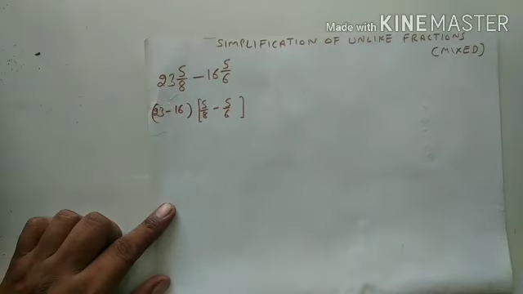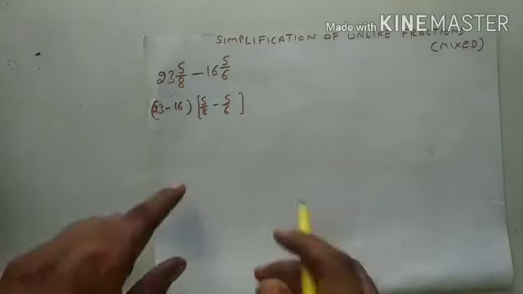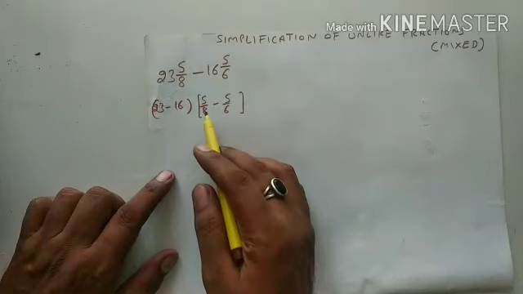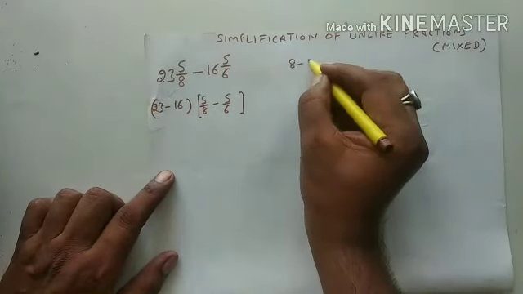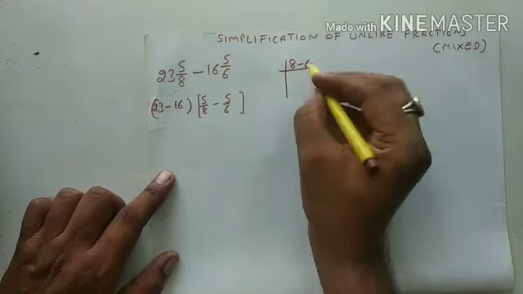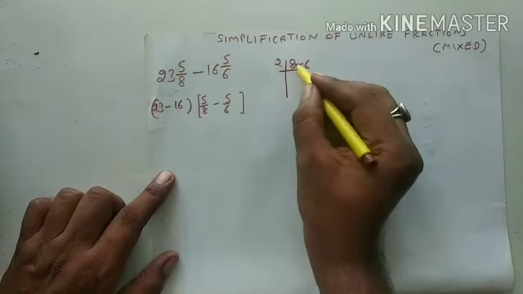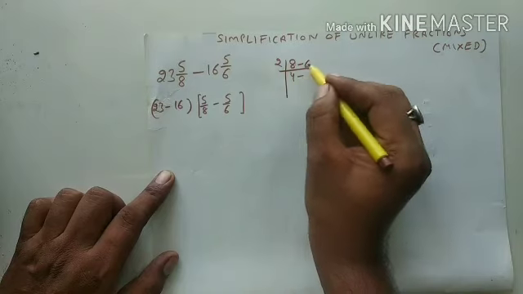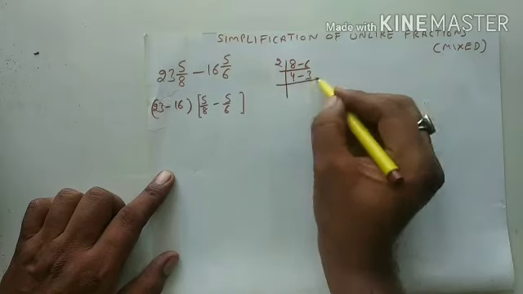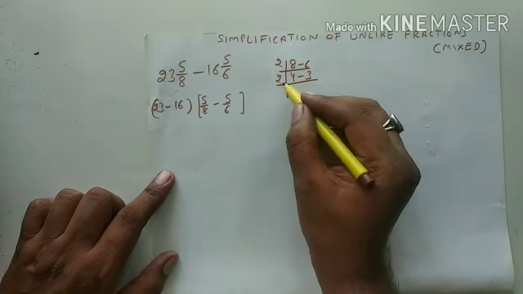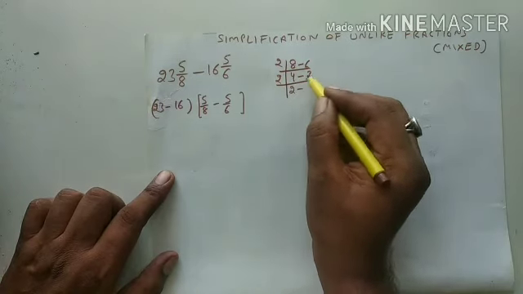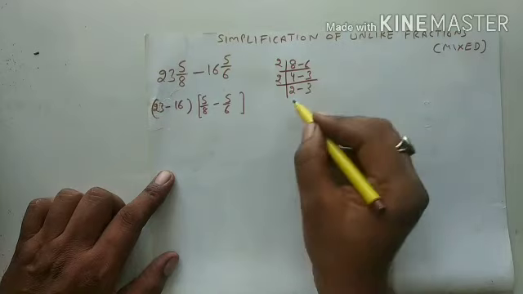Now I will take the LCM of 8 and 6. Now LCM of 8 and 6, 2 divided 8, that is 4, and 2 divided 6, that is answer 3. Now again I will divide by 2. Now 4 divided by 2, the answer is 2, and the 3 is not divisible by 2, so I will write 3 as it is.